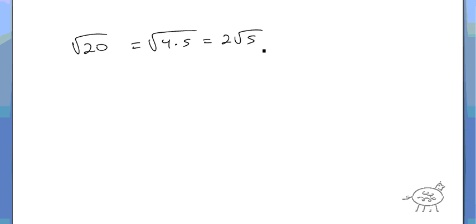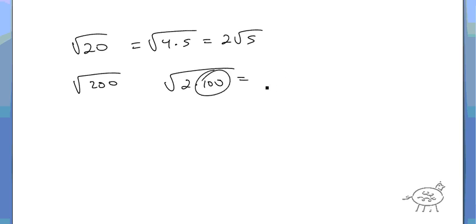So, you know, numbers can get bigger. I could do the square root of 200. And again, you should say, oh, 100 is a perfect square. 2 times 100. What's the square root of 100? 10. I can't do anything with the 2, so that's left over. Okay?